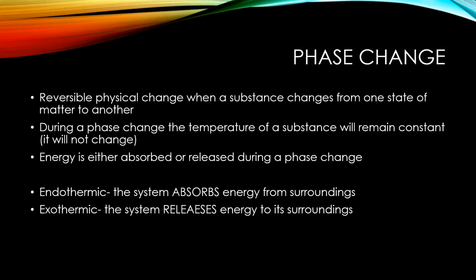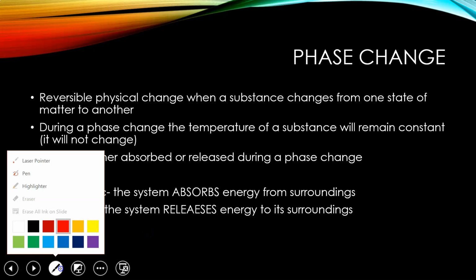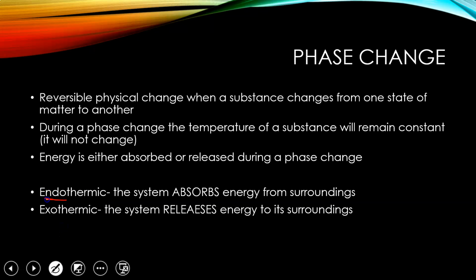During a phase change, the temperature of a substance will remain constant. It will not change. So when it's actually making the change, the temperature doesn't change. Energy is either absorbed or released during a phase change. If it's endothermic, the system absorbs energy from the surroundings. I like to think of this one because endo sounds like in, and absorbs is like it's going into it, okay? Then we have exothermic, where the system releases energy to the surroundings. This one is like exo, like exit. So the energy is exiting. Okay, so that's a phase change.